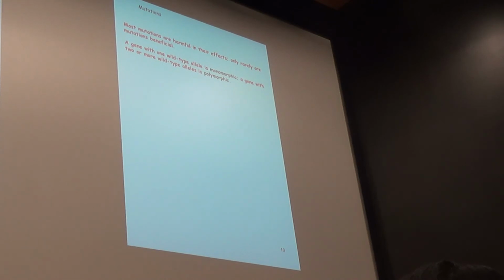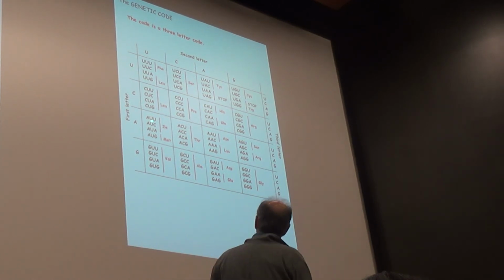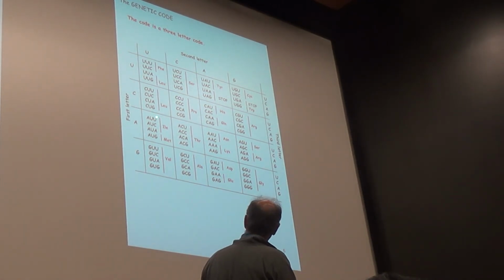A gene with 1 wild type allele is called a monomorphic gene. 1 wild type allele. You can have multiple alleles that are wild type. Do you understand what I'm saying when I say multiple alleles that are wild type? It's because the code is degenerate. So you can have sequences in the gene at the same position or in a different position. You can have 2 different versions of a gene.